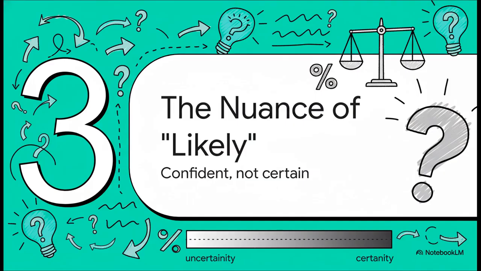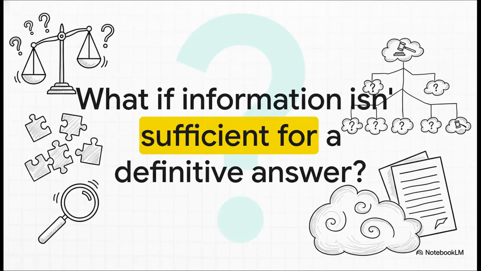But wait a second, that word likely is doing a lot of heavy lifting there, isn't it? And that brings us to such a crucial point, nuance. Look, legal analysis almost never deals in 100% certainties. So learning how to use that nuance is how you navigate the gray areas like a pro. And this right here, this is the question that trips so many of us up, right? You've gone through all the facts, you've done the analysis, but there's a key piece of information missing. Or maybe there's one single factor that could swing the whole case one way or the other. So what do you do then?